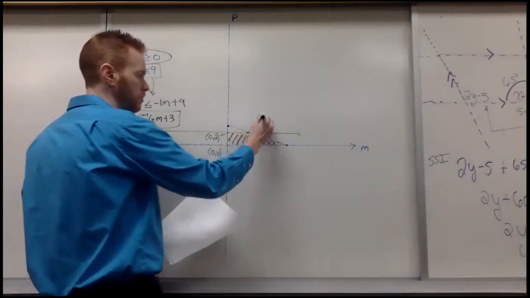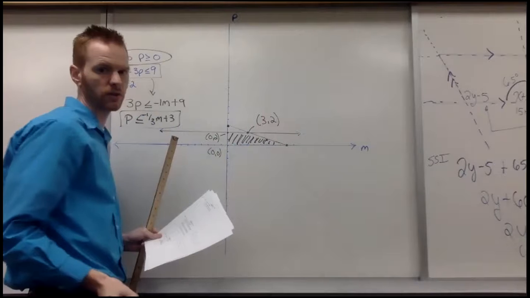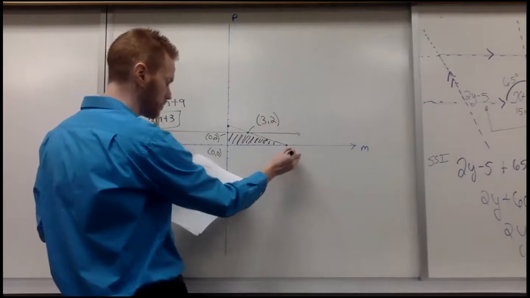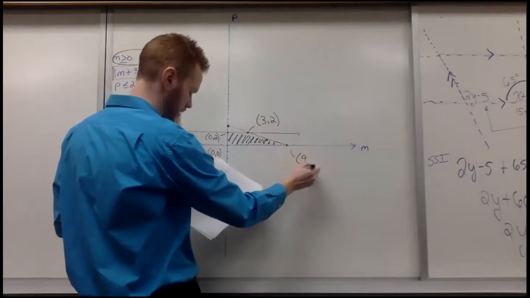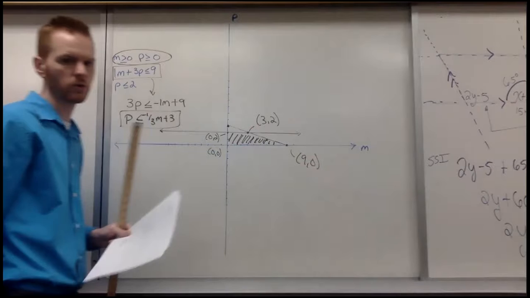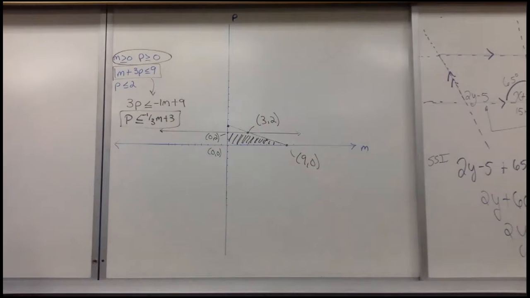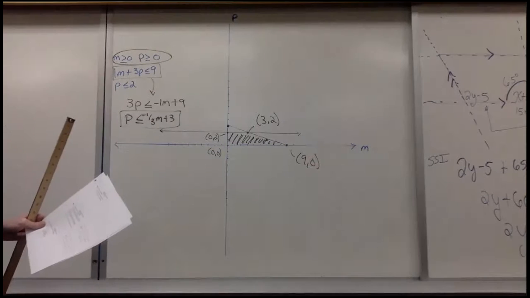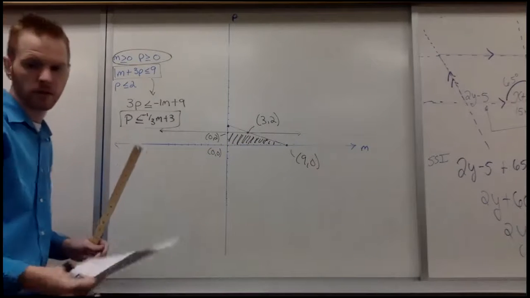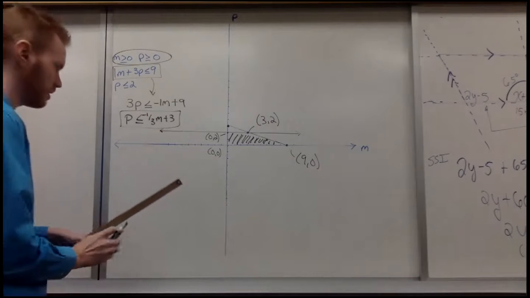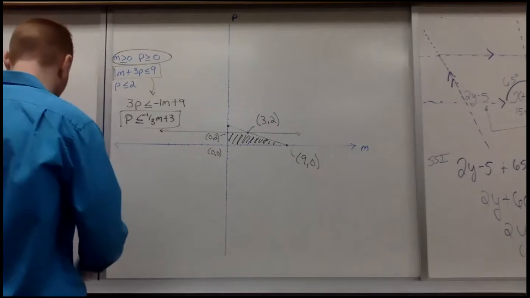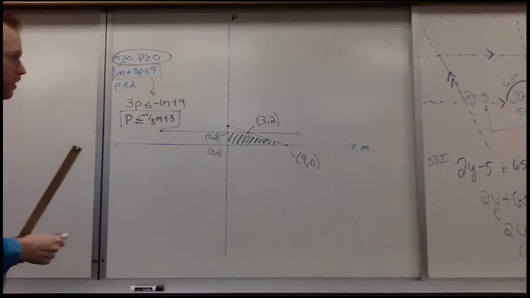This point right here would be 3, 2. It's another critical point. And the last one out here is going to be 9, 0. Okay, so those are going to be my critical points for that guy. All right, that's all graphed. Use a different color marker here.